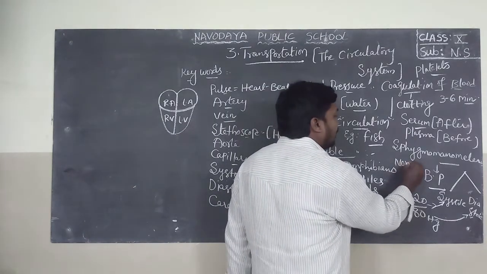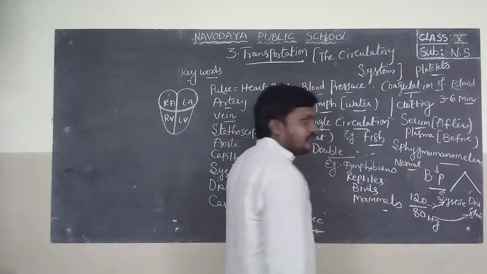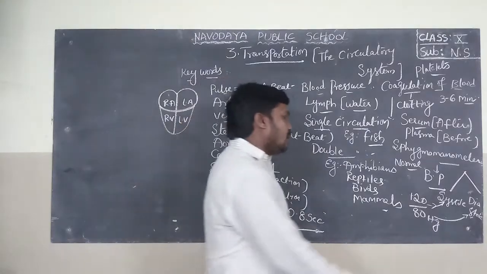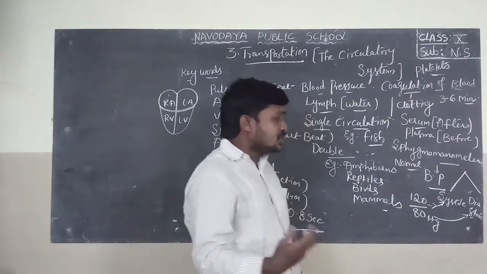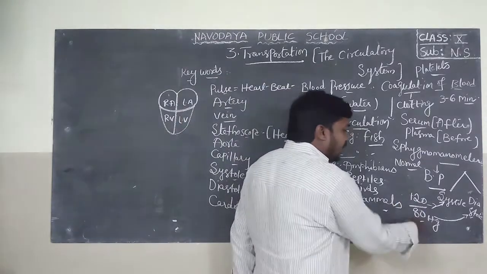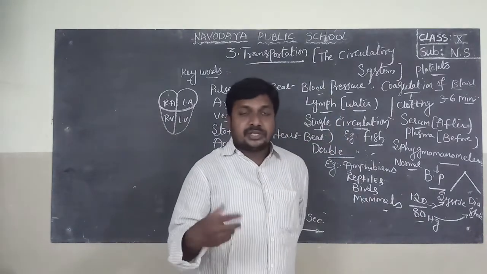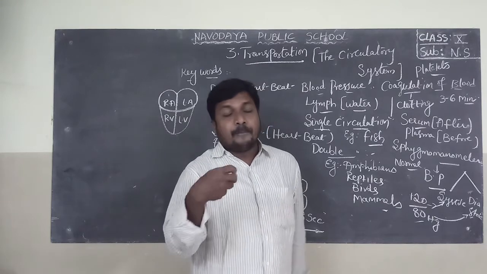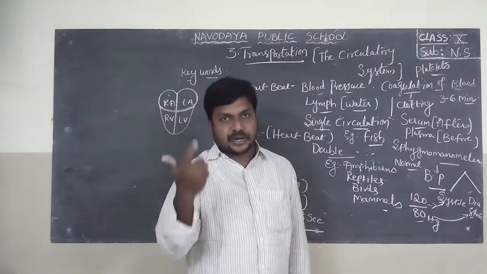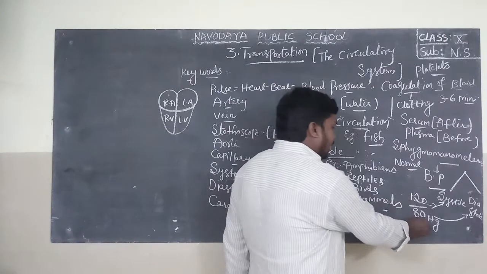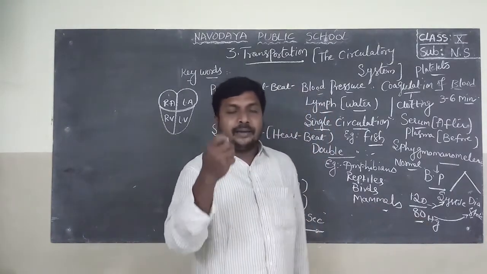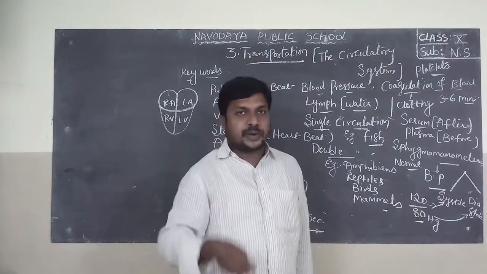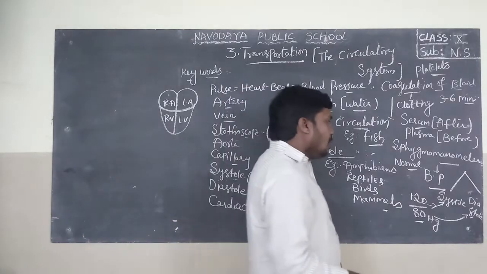What is the normal BP of a human? A healthy human is 120 by 80. The numerator 120 indicates systolic pressure, and the denominator 80 indicates diastolic pressure. In systolic pressure, when ventricles contract, that is called ventricular systole, blood enters into the arteries with how much pressure? In the second reading, 80, when ventricles relax, blood enters into the heart with how much pressure? So, that is normal blood pressure.